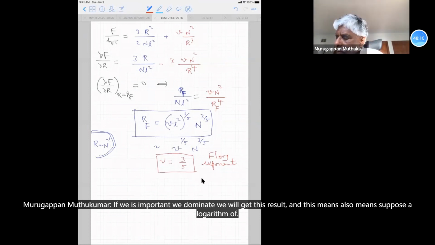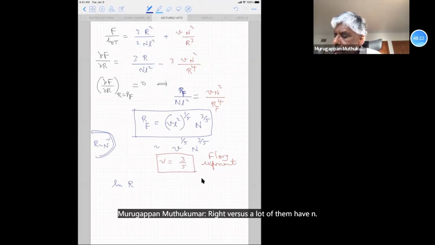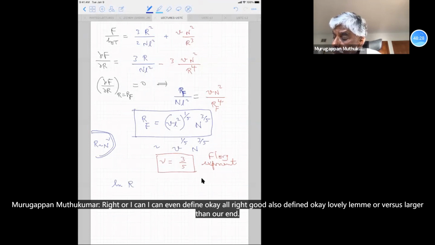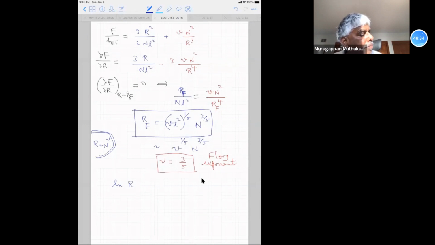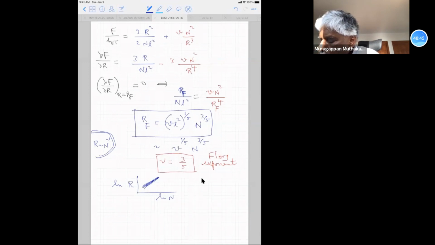And this also means, suppose I plot logarithm of R versus logarithm of N, then I'll get a straight line with a slope of 3/5. Okay, that's what this will turn out to be.